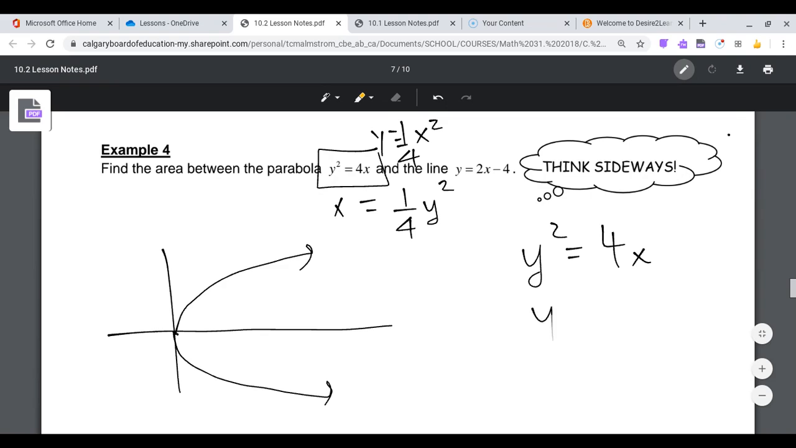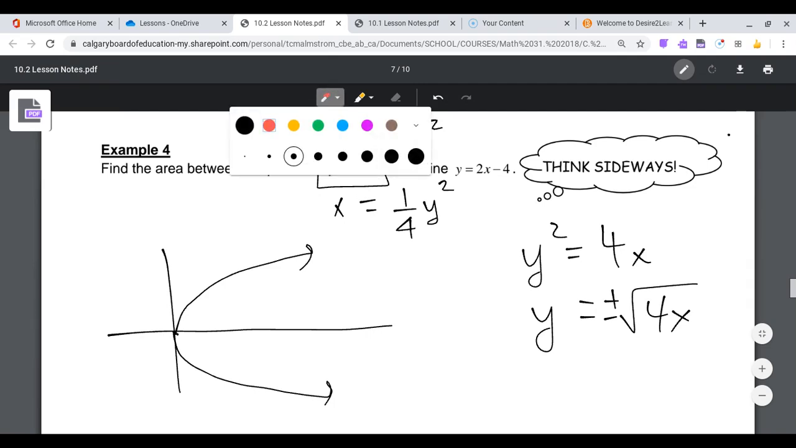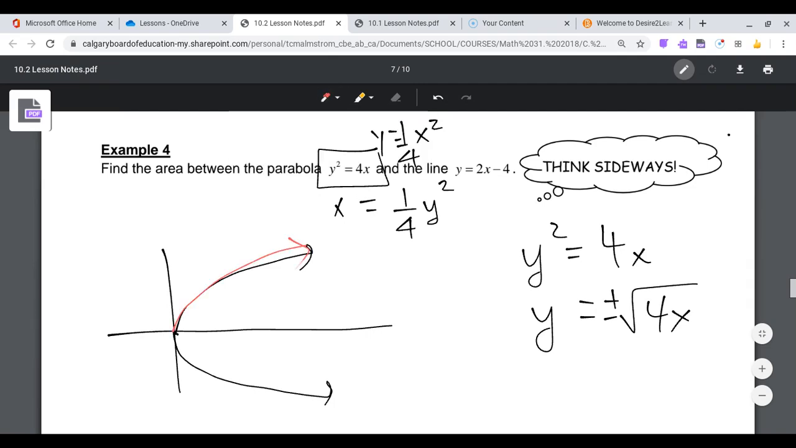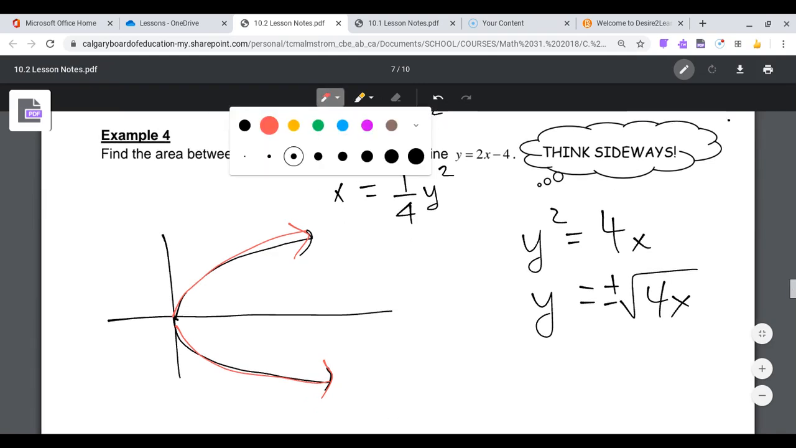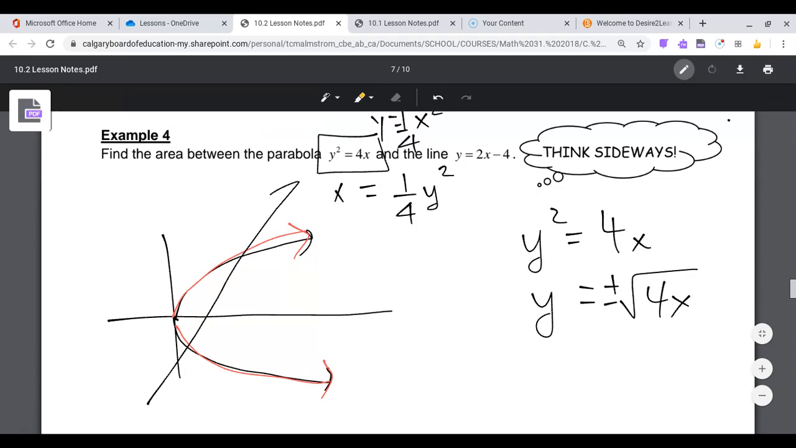I'm going to isolate my y by taking the square root, but then I'd have to take the plus or minus. If I take the plus, I get the upper, and if I take the negative, I get the lower. So we do end up with a sideways parabola. And then we also have the line y equals 2x minus 4, so it's got a y-intercept of negative 4 and a positive slope. So we have y squared is equal to 4x as my sideways parabola.